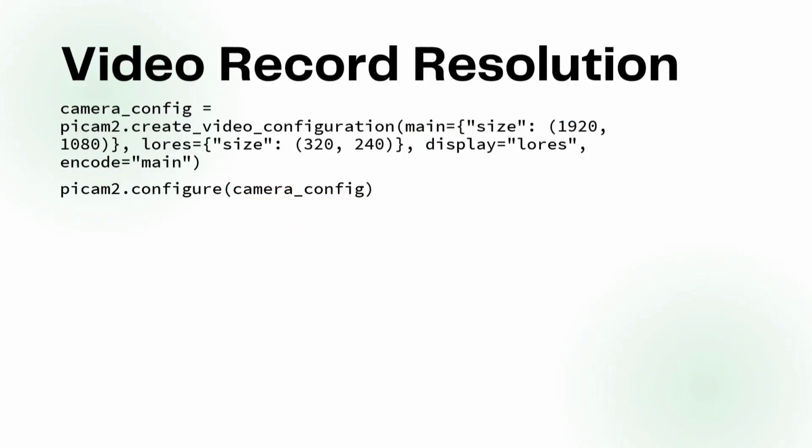Also we have set the preview window to use the low resolution and the encode routines to use the main size. Let's try this. You can change the resolution up to the maximum resolution for still image capture. But for video, the resolution should not go beyond Full HD.